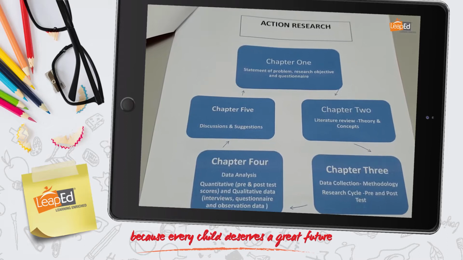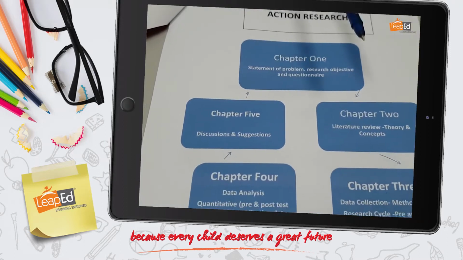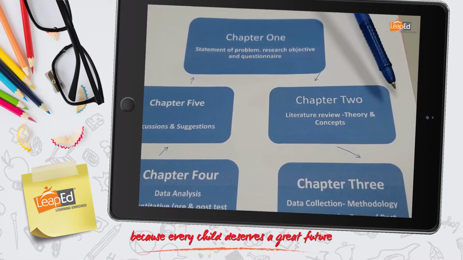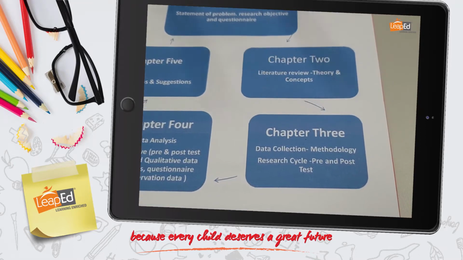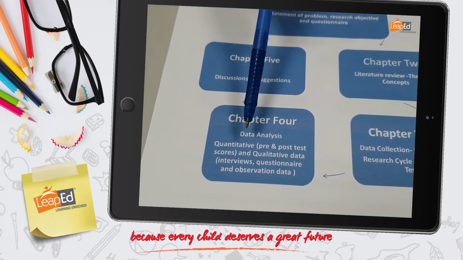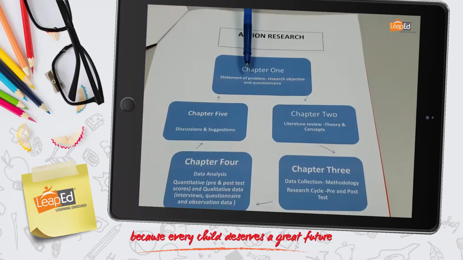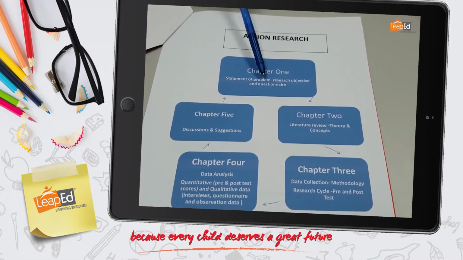Chapter 1, focusing on the statement of the problem and questions. Chapter 2, the literature review. Chapter 3 is my data collection. Chapter 4 is my data analysis. And chapter 5 is my discussions and suggestions. The problem again, the research objective and questionnaire.